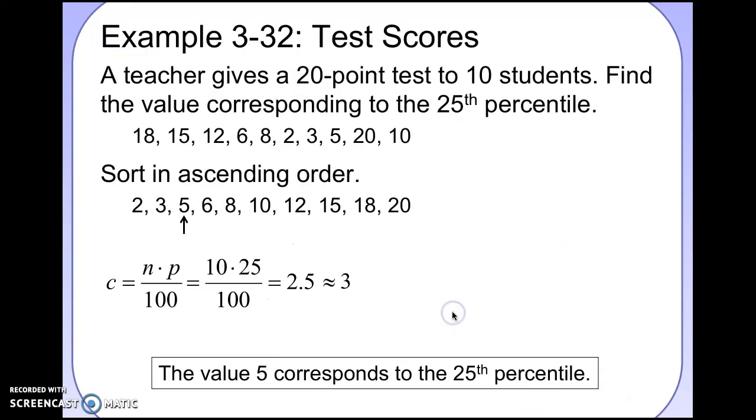Another example, a teacher gives that same 20-point test to 10 students. We want to find the value that corresponds to the 25th percentile. Again, the numbers need to be in ascending order.